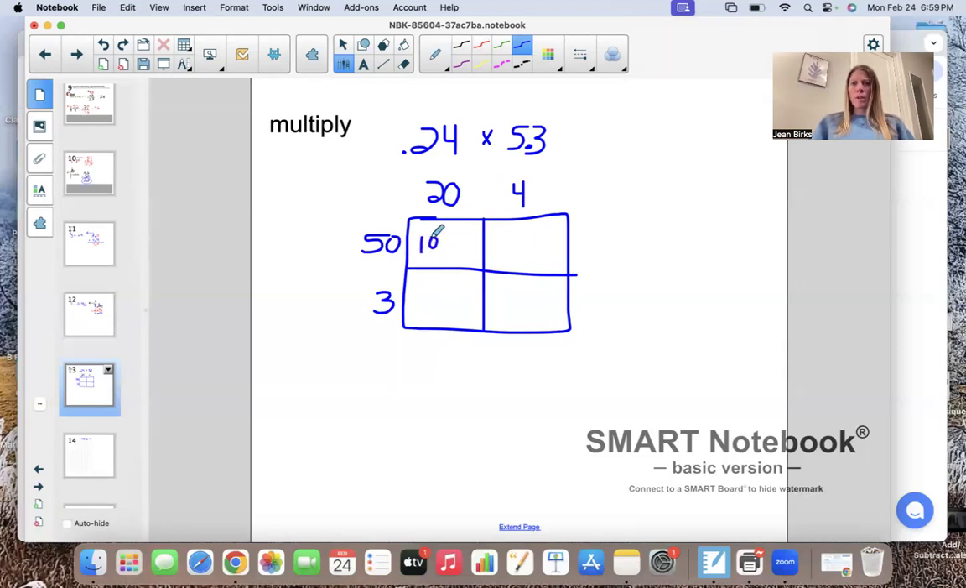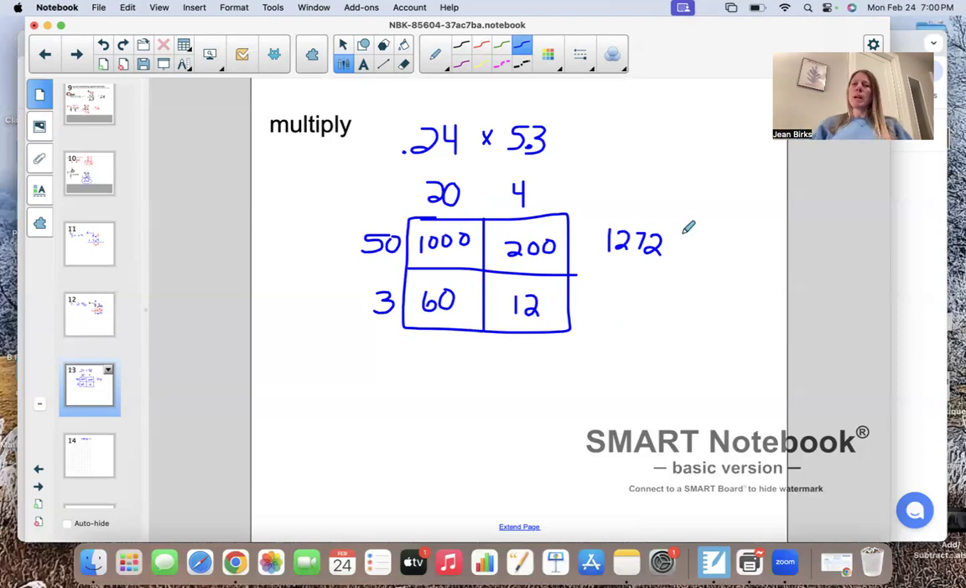I know if I multiply those, I get 1,000. 50 times 4 is 200. 20 times 3 is 60. And 3 times 4 is 12. 1,272 if I add those numbers up. Now, I need to put the decimal in. Didn't even need to look at it until I got my answer, okay?